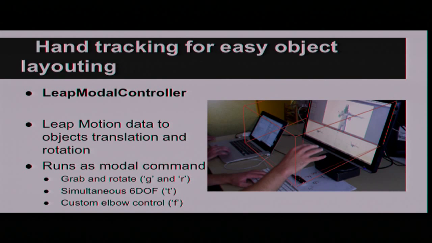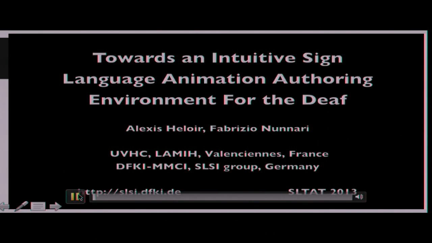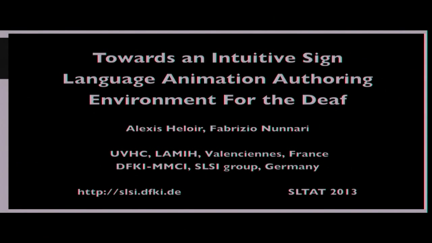And as I already said, we use also the Leap Motion for general purpose object manipulation. You can translate and rotate objects in space. And there are a couple of custom controls, like making circles with the finger. You can adjust the elbow rotation of the character. There is a video showing this, so you have a better idea of what's happening. And I presented this video last week in Chicago. There was a big conference about sign language technologies.